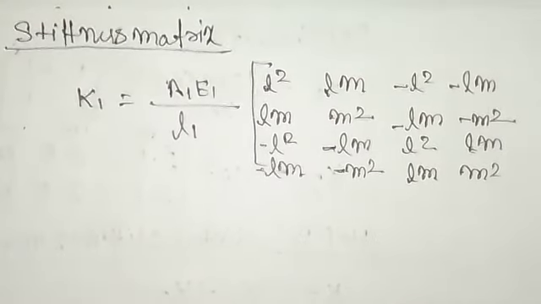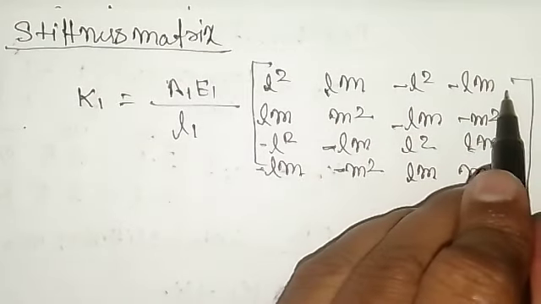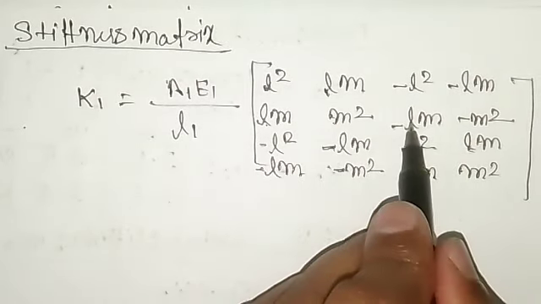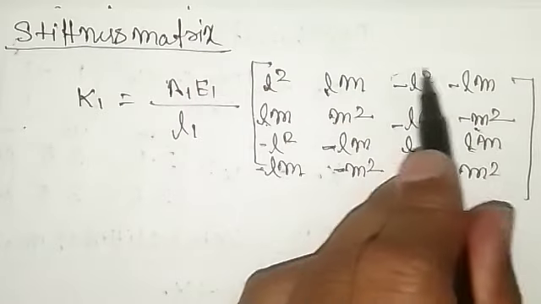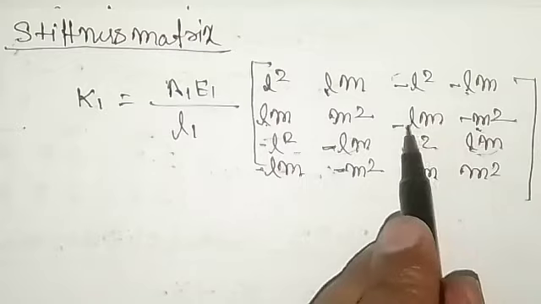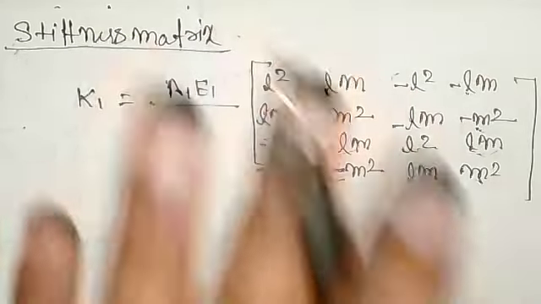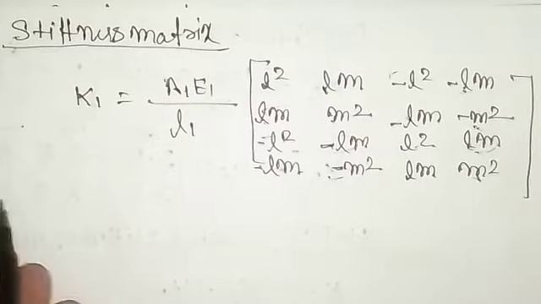Similarly, no need to be worried about that. The first row is l square, lm, minus l square, minus lm, and then these two terms will come into the third row. The second row is lm, m square, minus lm, minus m square, and again these two terms will come in the fourth position. So you just have to replace them. Then we will substitute the values.